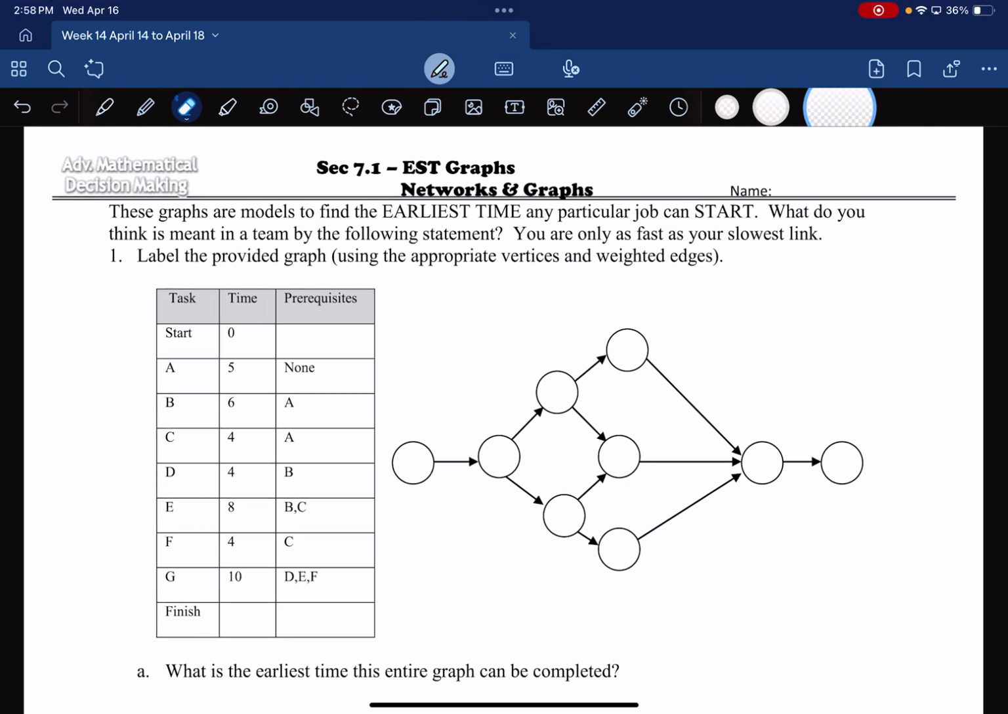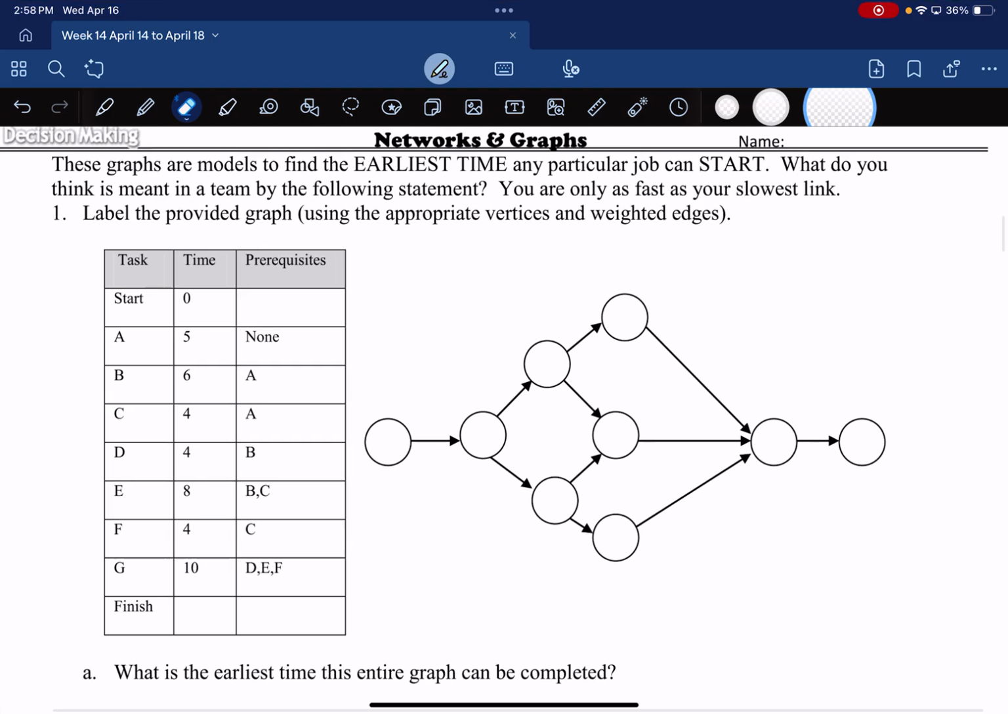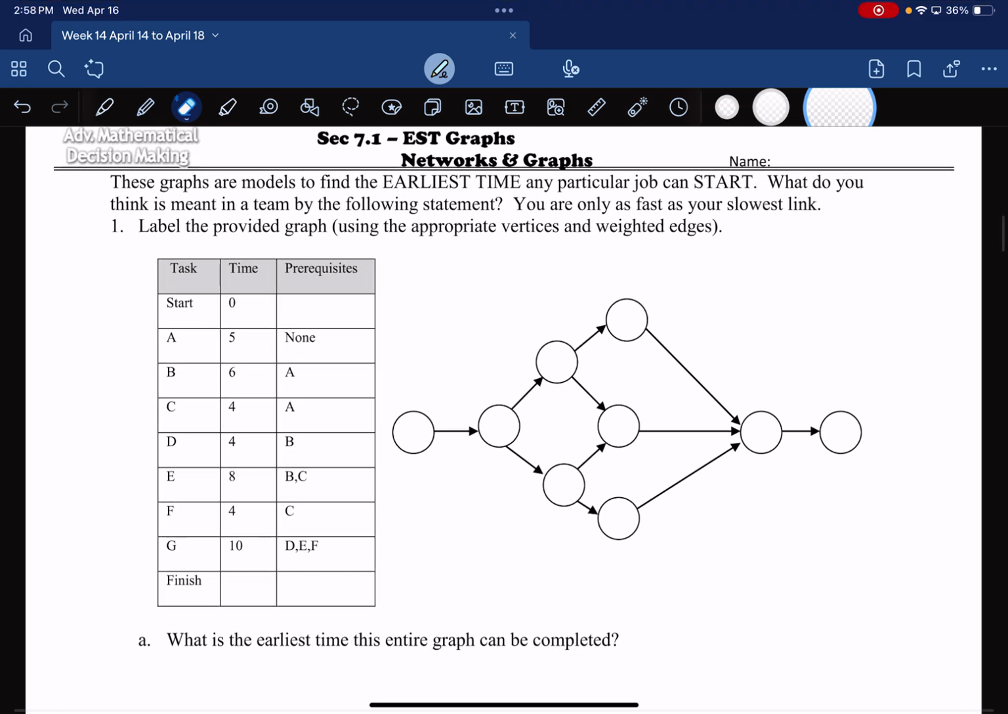So if we're looking to find the earliest time that a task is going to be finished, when we have a train of events, like a string of events happening, it's kind of like if we have a domino set up and we want, from the first domino to knock over, that's the start, all the way to the end. How long is that going to take?